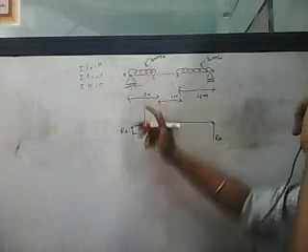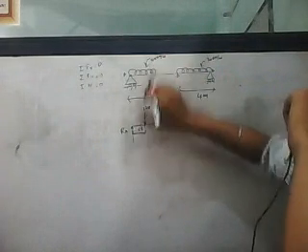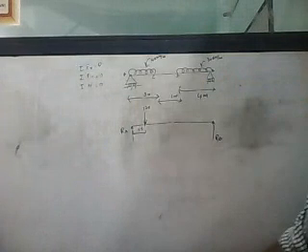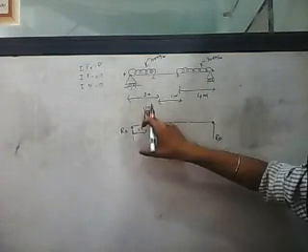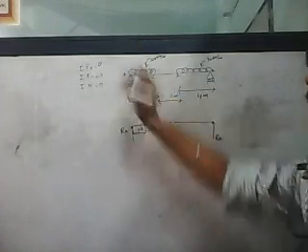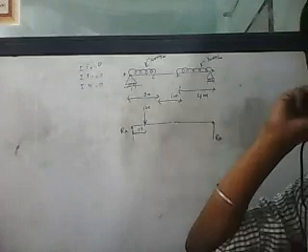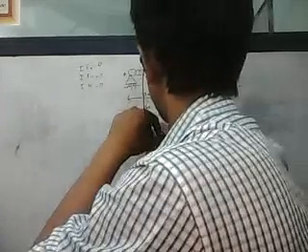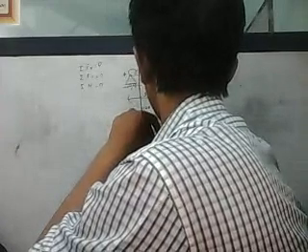What is 120? 120 is small w into length, 40 into 3, that is 120. And where is it applying? It is applying at the mid of the beam, the mid of the UDL. Okay, that is 120 applying here. And this point is E. Again 1.5.